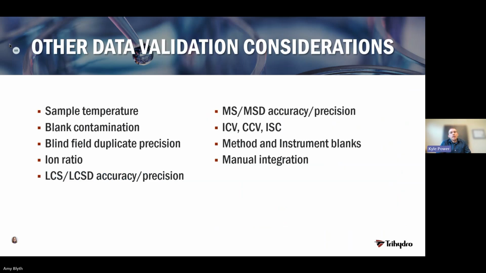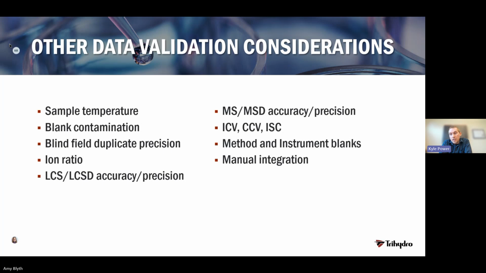And this is my last slide I have. Just other data validation considerations that I always look at during our validations. Some highlights I can point out: I mentioned with the new 1613 method, the sample temperature, how you freeze that, how the lab stores it at a certain temperature can change the holding time, can change how they do things.